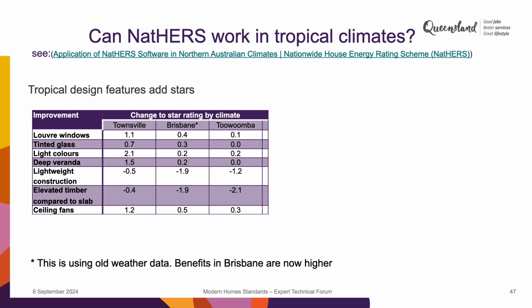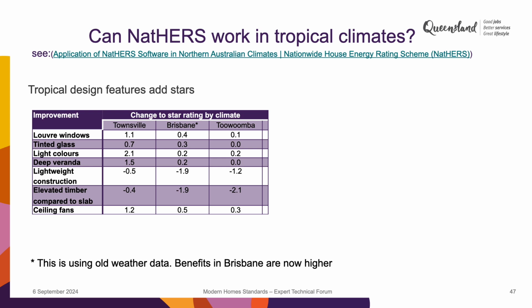Tinted glazing, 0.7 stars. Lighter colours compared to dark colours, 2 stars. A deep veranda all the way around the house, rather than the dinky little 450 eave that we tend to put on, that's giving you 1.5 stars in Townsville.